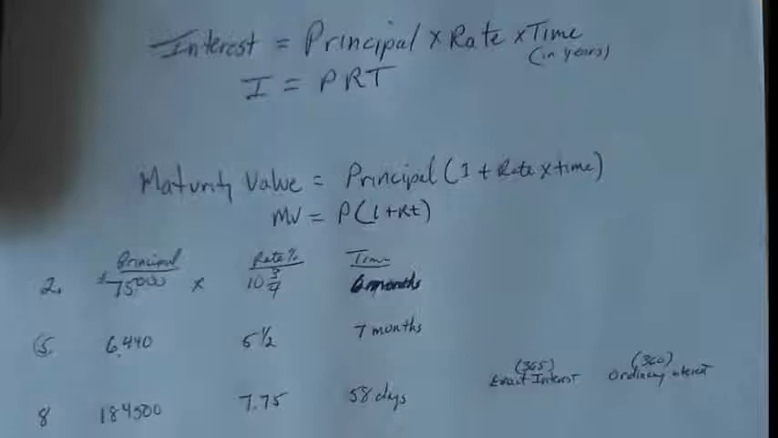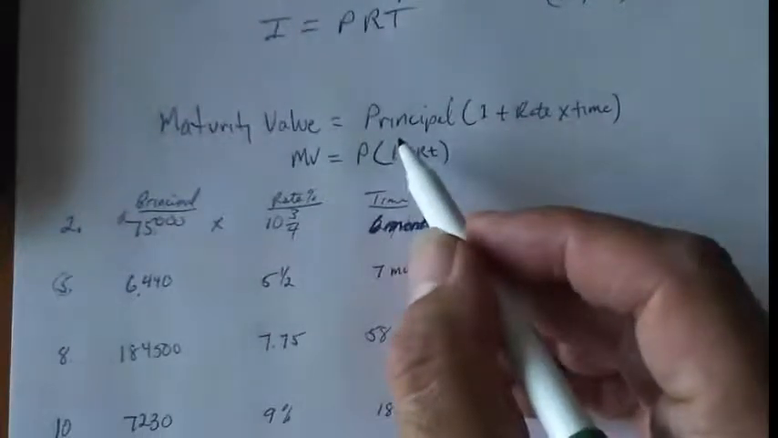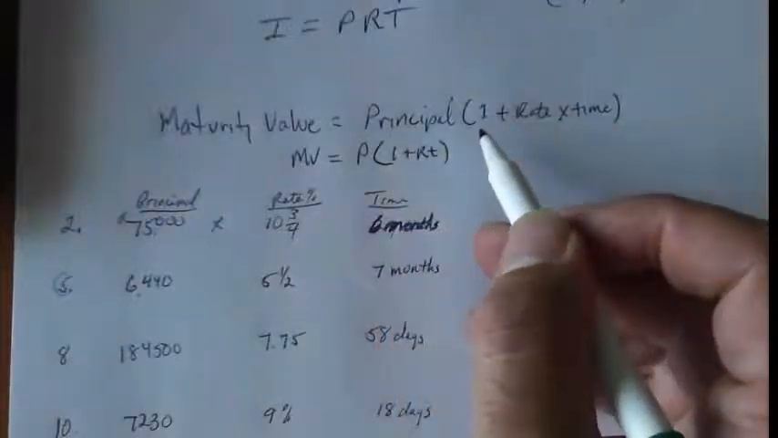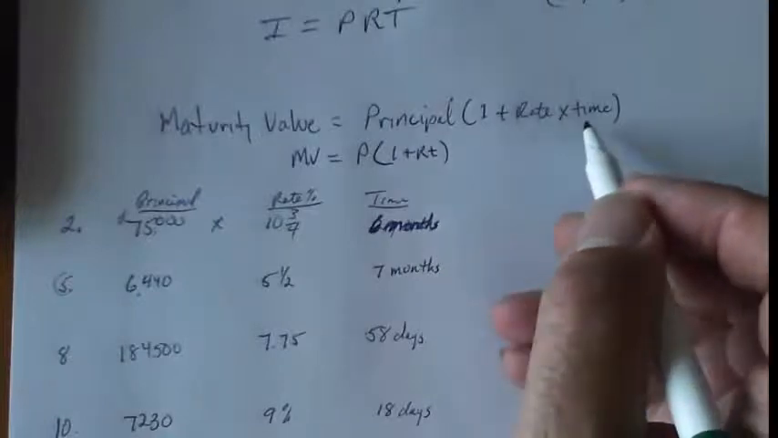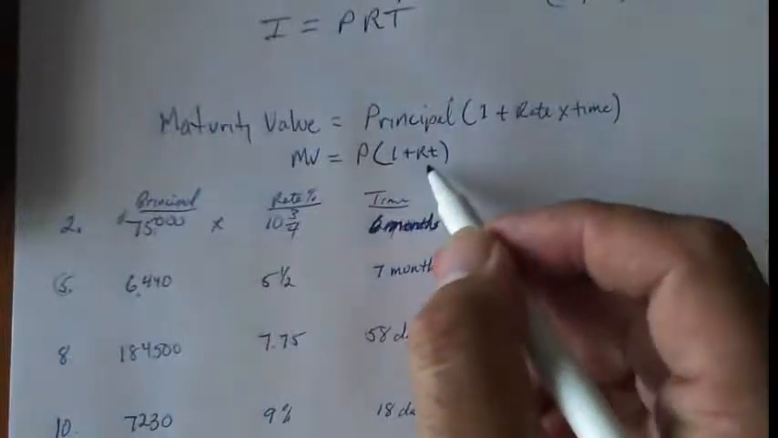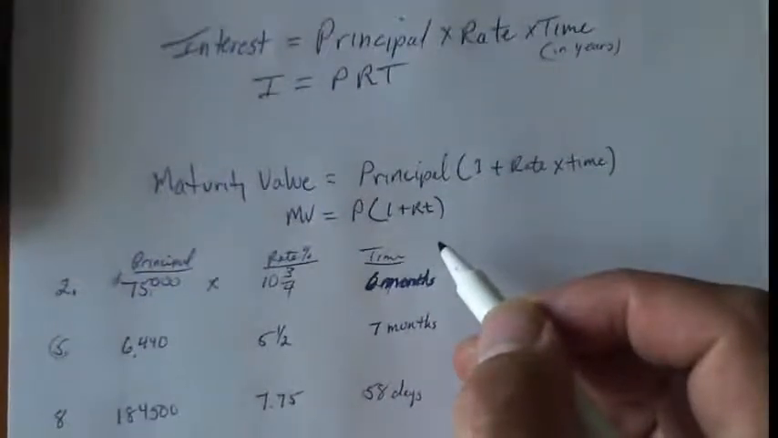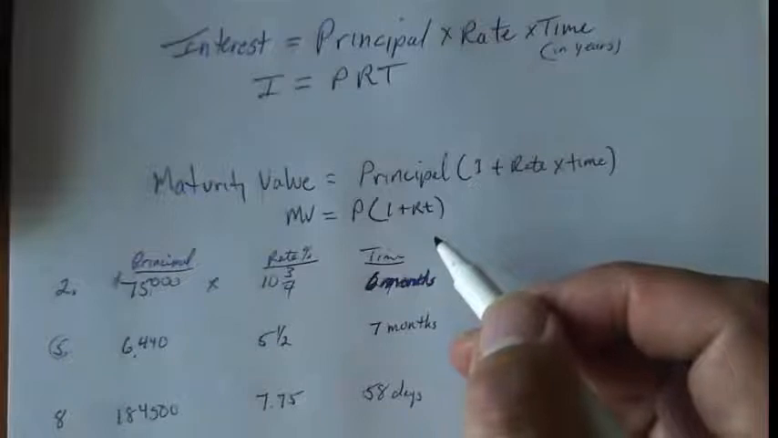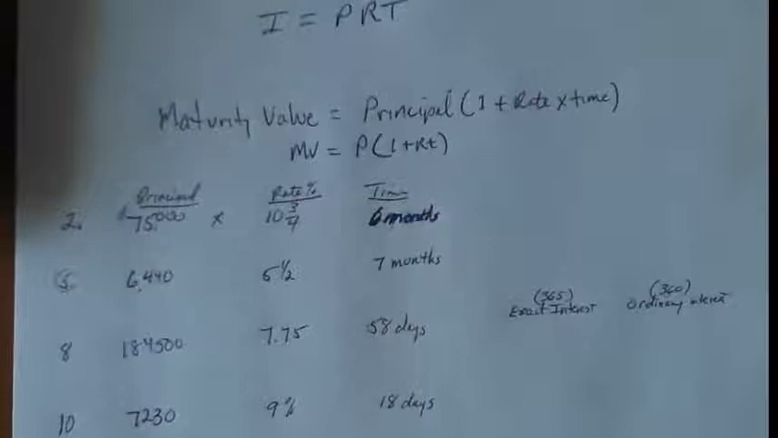Second piece of the formula puzzle is maturity value, and that is the principal times 1, which gives the value of the principal, plus the rate times the time, and we'll play with that formula in a few minutes. But these are the two formulas you're going to need, so write those down in your notes so you'll have them. So let's see how those work. Pretty straightforward. Principal times rate times time.